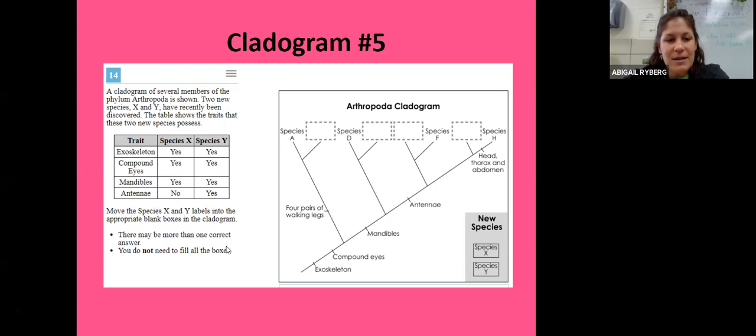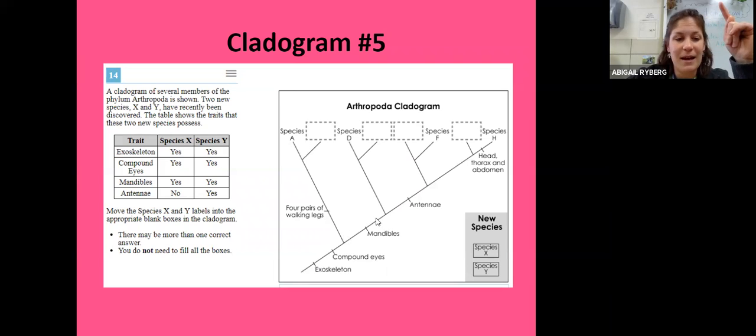Okay, so I just started at the top of the data table, which goes in order of the traits in the cladogram. If you look at the top here, both species X and Y have an exoskeleton. That tells me both X and Y are going to move past the exoskeleton. They both have compound eyes, so I keep on moving. They both have mandibles, so I keep on moving.